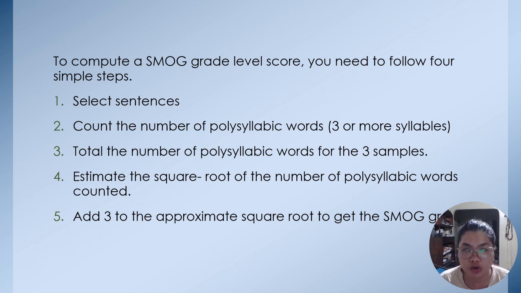So we're going to put it on the blank opposite number 4 in the worksheet, but we're not doing it actually here. Next, step 4 is to estimate the square root of the number of polysyllabic words counted. This is done by taking the square root of the nearest perfect square.